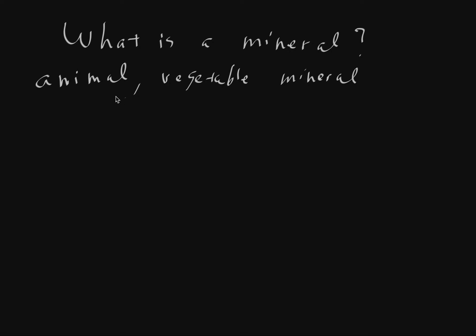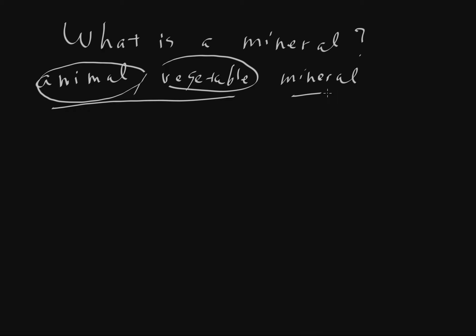So in their early classification scheme, they divided up the world into things that were alive, and those things that were alive and could move under their own power, that were animate, were called animals. Things that were alive and could not move, those were vegetables. But then look at this. Everything else in the entire universe, everything that wasn't alive, was considered a mineral.